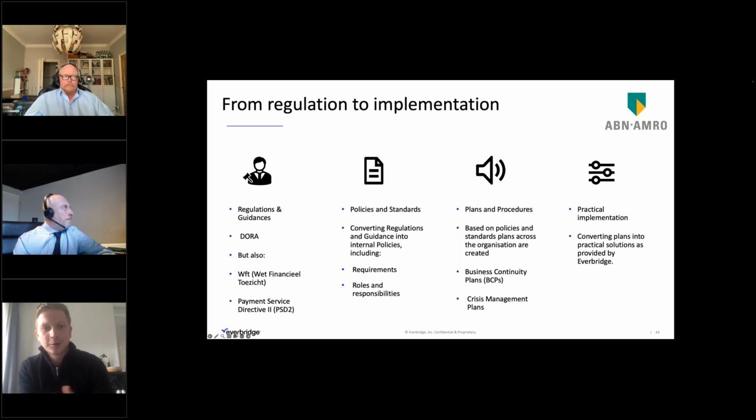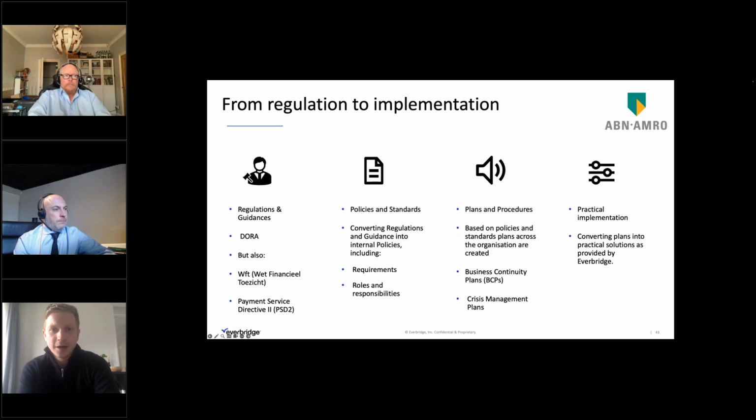So in conclusion, how did we comply to DORA in the first place? We have regulations and guidances coming in on a regular basis. DORA is the latest one, of course, as part of this webinar, but we are not surprised by the input from DORA, as we also have the Wft, which is our Dutch financial regulation, but also the Payment Services Directive 2 on payments for financial institutions such as banks.